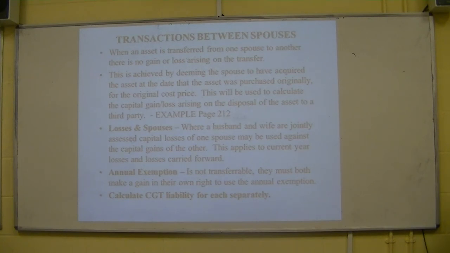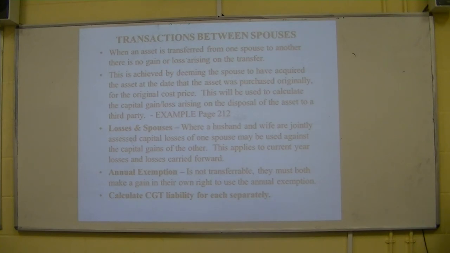This will be used to calculate the capital gain or loss arising on the disposal of the asset to a third party. Then you've got losses. Where a husband and wife are jointly assessed, capital losses of one spouse may be used against the capital gains of the other, and this applies to current year losses and losses carried forward. So you can transfer losses between the spouses. The annual exemption is not transferable. They must both make a gain in their own right to use the annual exemption.